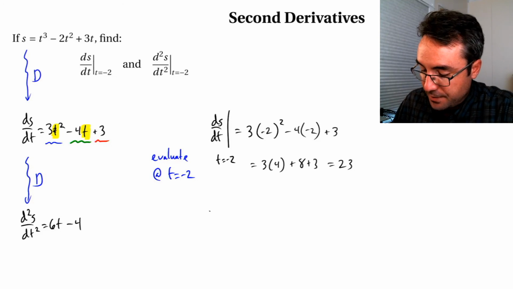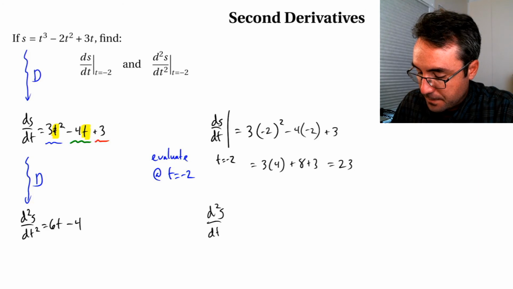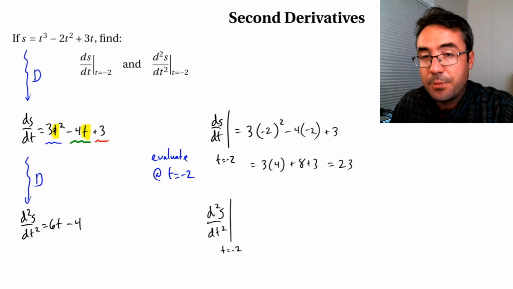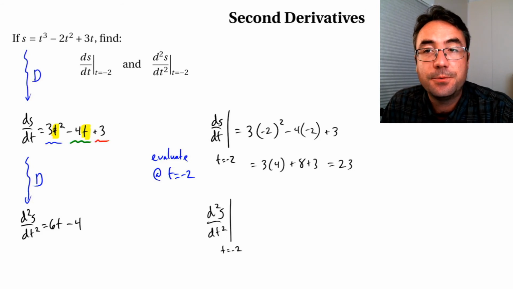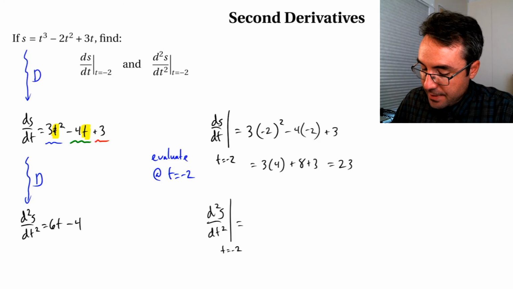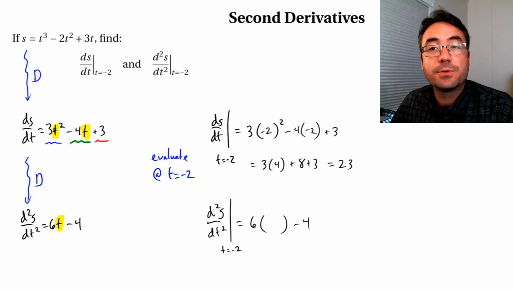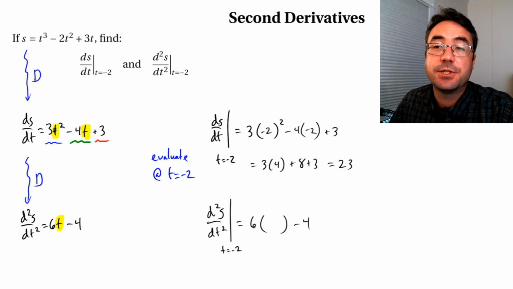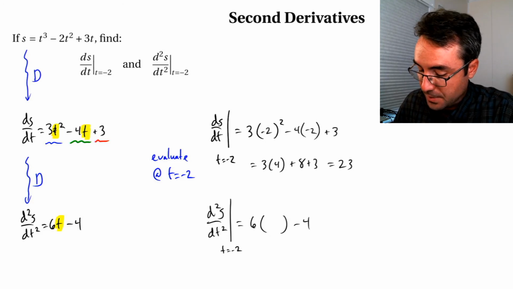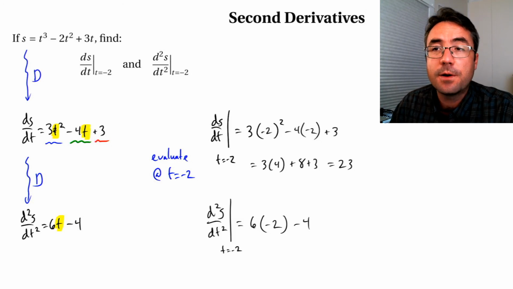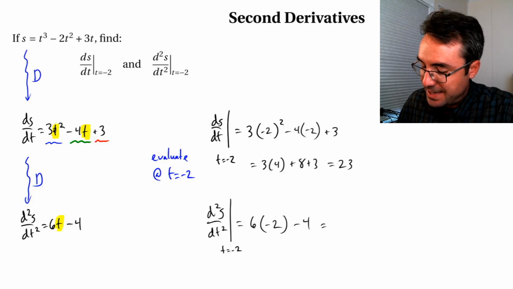When we do the second derivative, we write down the name of our second derivative. Vertical line means we're going to evaluate, and then we put the number that we're going to evaluate, so -2. And then we write down our second derivative, and instead of putting variable t, we're going to plug in -2. So wherever we see variable t, we're going to change it to the number -2. So we end up with 6 times -2 minus 4. Doing the arithmetic there, we end up with -16.